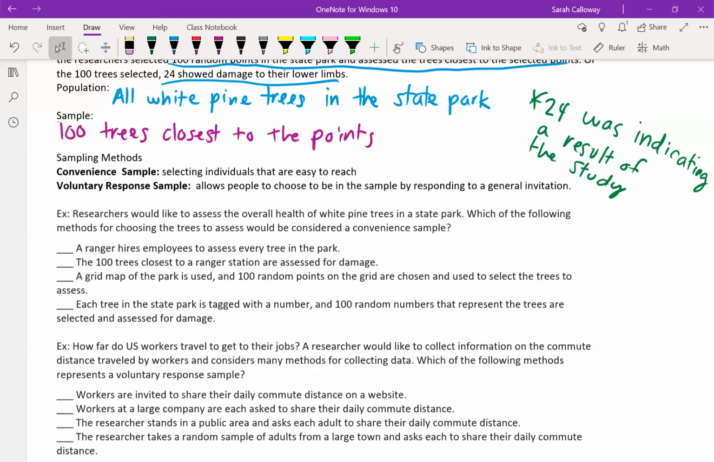And then a voluntary response sample allows people to choose to be in the sample, responding to a general invitation. Think about this as even on every receipt that you get, a chance to be a part of a voluntary sample. They give you a code so you can get a coupon for something free if you answer their survey. So that would be a voluntary response. I put an example where we're looking for convenience and then an example where we're looking for voluntary response.